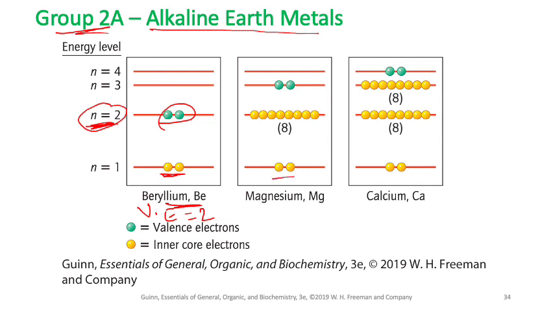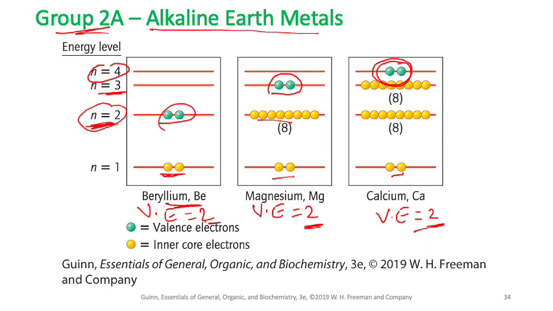Magnesium: 2 electrons, 8 electrons, and the last 2 electrons go to the third orbit or third energy level. So how many valence electrons? 2. For calcium, the last energy level for this particular atom, where the last electrons are, is n equal to 4. This is the highest energy level. So how many electrons are revolving in the highest energy level? Only 2. So valence electrons: 2. If you see the trend, each element in group 2A has the same number of valence electrons: 2, 2, 2.